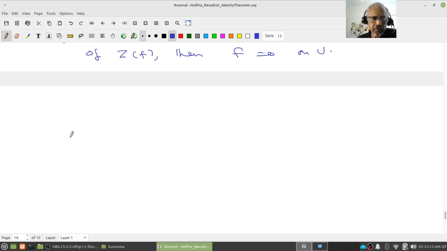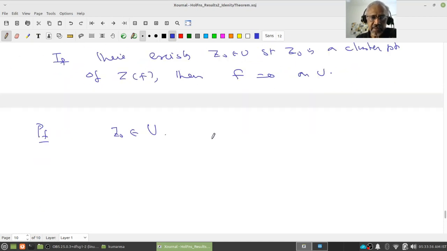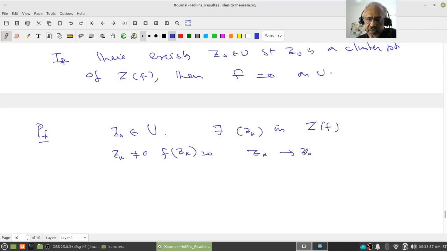Okay, the proof is easy. Now notice that z_0 belongs to U, right? That's a very crucial point. It has a cluster point inside the domain. Now z_0 is a cluster point of Z(f). That means there exists a sequence z_k in Z(f), the zero set, so that z_k's are different from z_0, f(z_k) equals 0, and z_k converges to z_0 because z_0 is a cluster point, right?